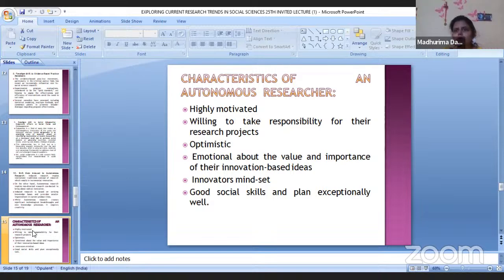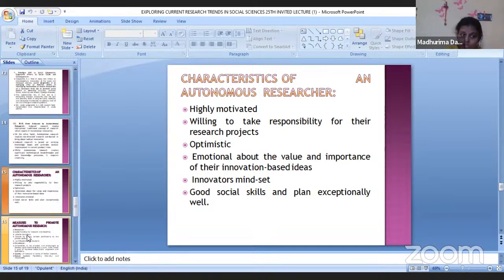Thirdly, has to be extremely optimistic, very positive. Fourthly, has to give importance to innovation-based ideas. Ideas need to be very innovative, very versatile. They need not be very much grounded. Need to have an innovator's mindset, and obviously need to have good social prowess, good social skills, and need to execute the plan exceptionally well. That is when good quality research can be carried out.